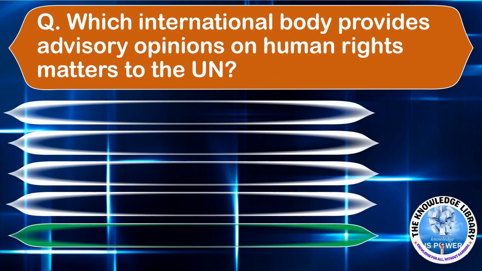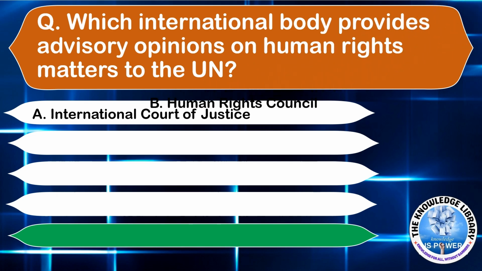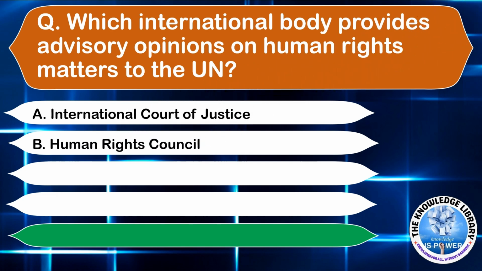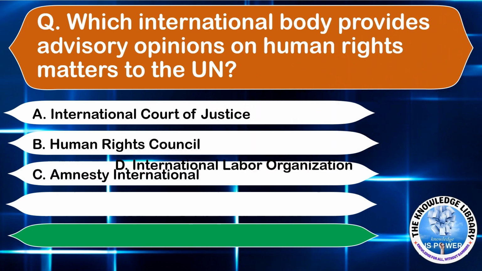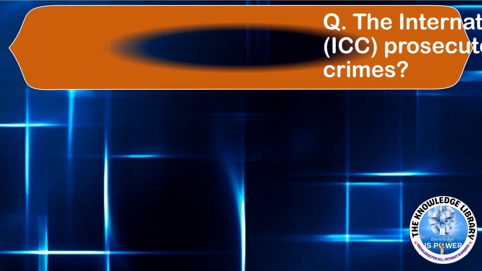Next question is, which international body provides advisory opinions on human rights matters to the UN? Option A, International Court of Justice. Option B, Human Rights Council. Option C, Amnesty International. Option D, International Labour Organization. Answer is option A, International Court of Justice.